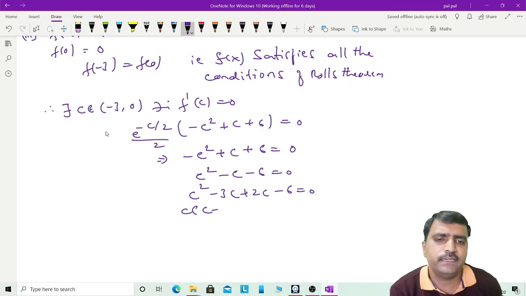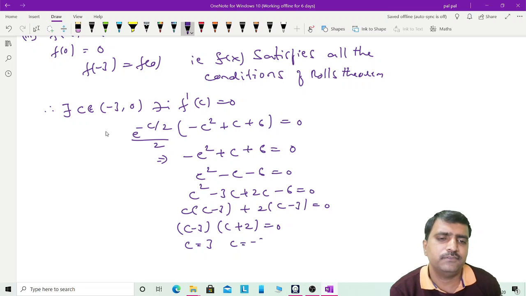Take c common factor: it is c minus 3 plus 2, c minus 3 is equal to 0. Take c minus 3 as a common factor, remaining is c plus 2 is equal to 0. So then which implies that c is equal to 3, c is equal to minus 2. But c is equal to 3 is not in our range. C is equal to minus 2, definitely that is the value in between minus 3 and 0.